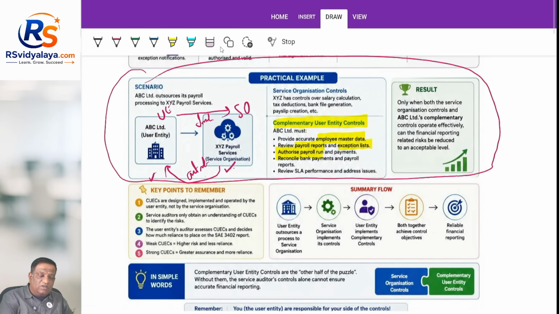So, the controls performed by the user entity to ensure the correctness of the output given by the service organization are what we call complementary user entity controls.